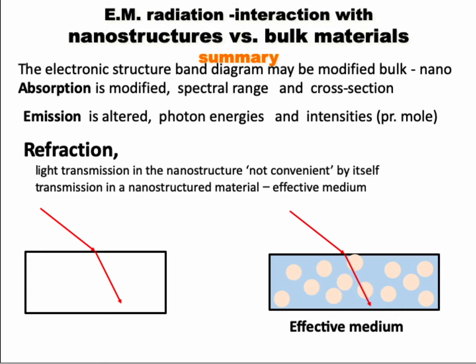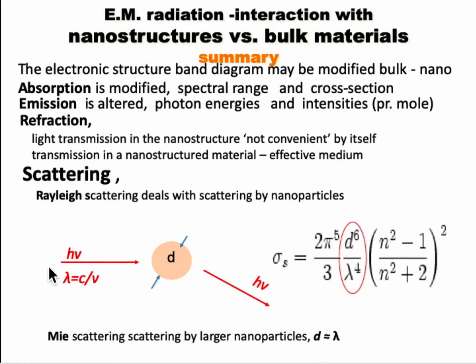Inhomogeneous materials may also yield scattering. Individual nanoparticles may scatter the light. The photons change direction, possibly also wavelength. We have Rayleigh scattering dealing with scattering from nanoparticles. It is an old theory. We see it has very strong dependence on wavelength. The cross-section goes as 1 over lambda to the 4th power. It also varies with the 6th power of the particle diameter. Mie scattering theory is for slightly larger particles, around the size of the wavelength.